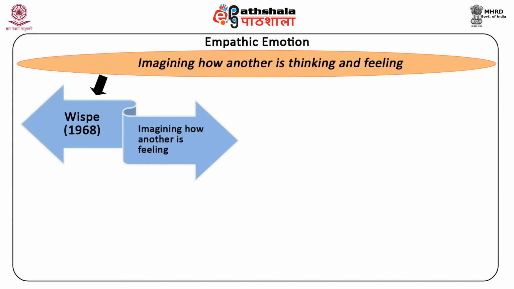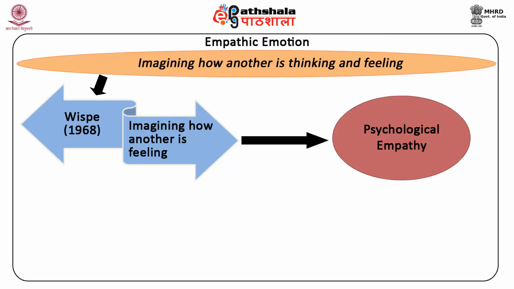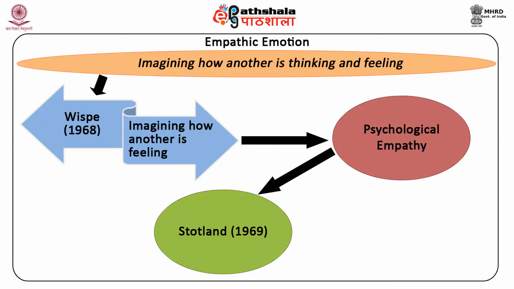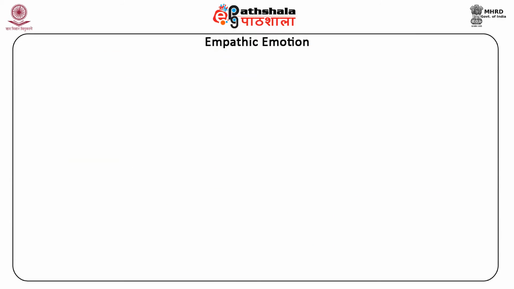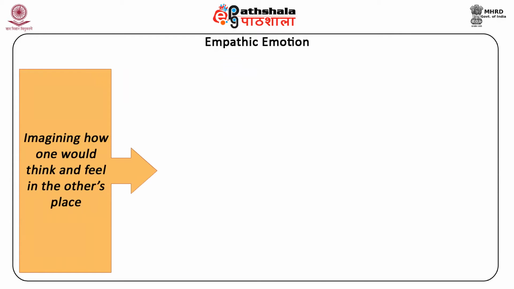Wispé called imagining how another is feeling psychological empathy, in order to differentiate it from aesthetic empathy. Stotland spoke of this as a particular form of perspective taking, an imagine-other perspective, imagining how one would think and feel in the other's place.